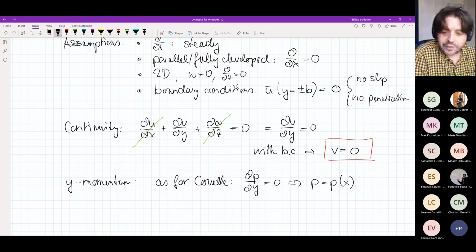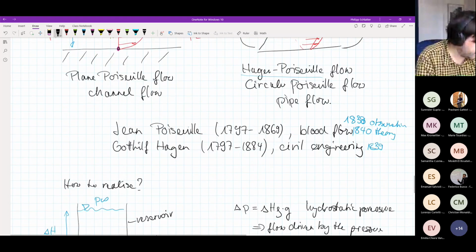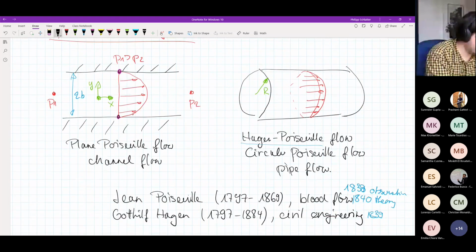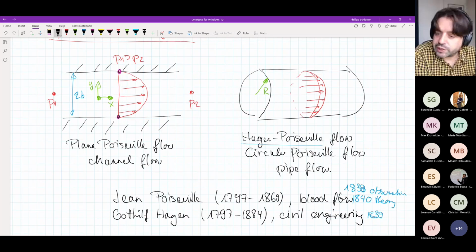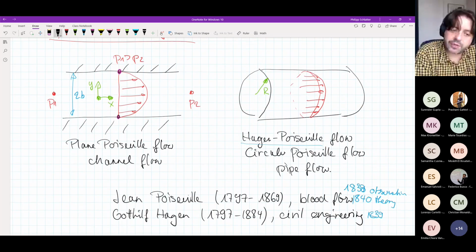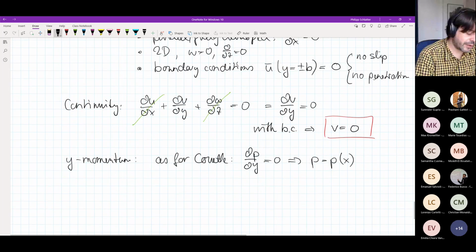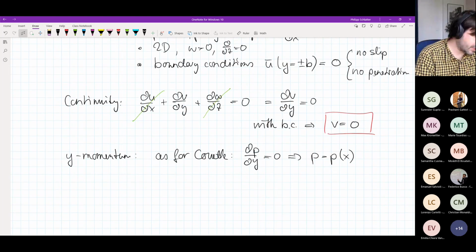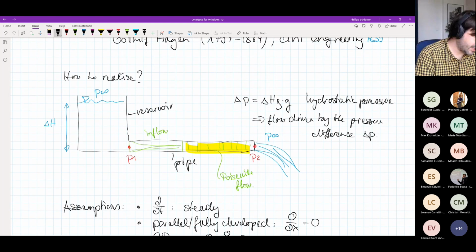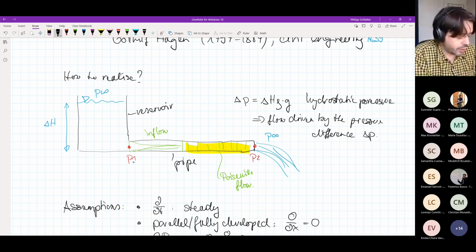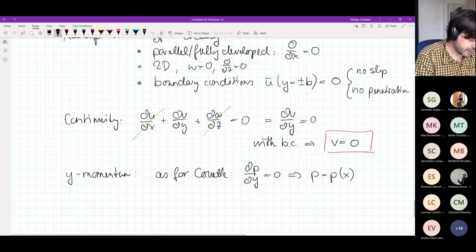And of course, that's already an interesting result because it means that even though we may have a velocity profile that looks like this, the pressure is not dependent on the vertical distance, only on the streamwise distance. But here we know clearly from just this example that the pressure at P1 is not the same as the pressure at P2. So there is actually a variation of the pressure as a function of x, of the streamwise distance.